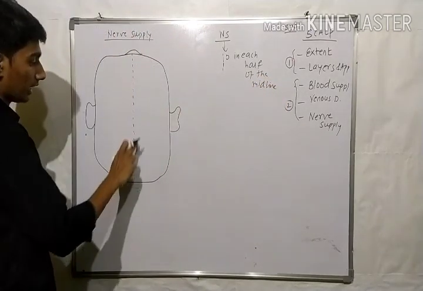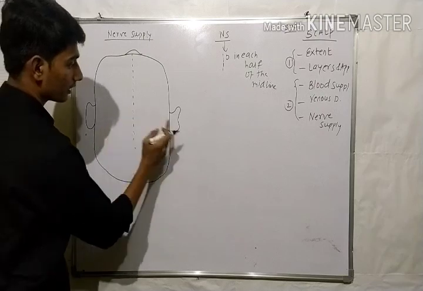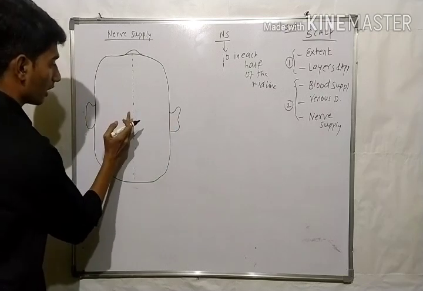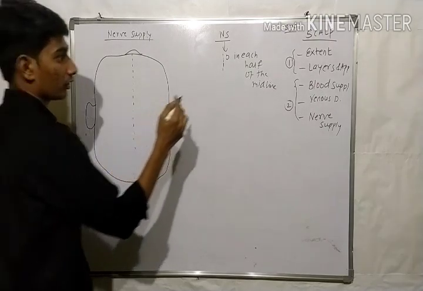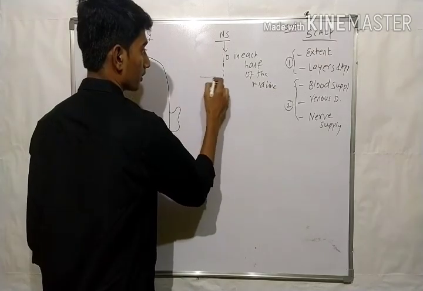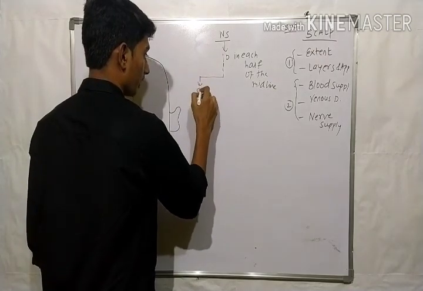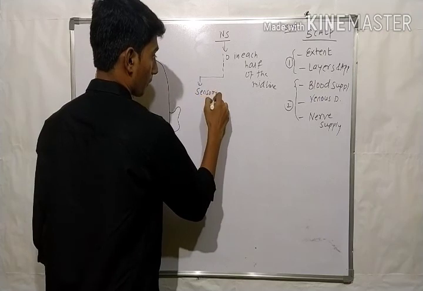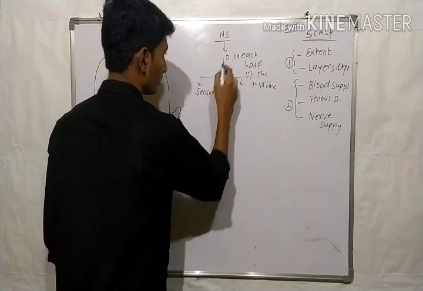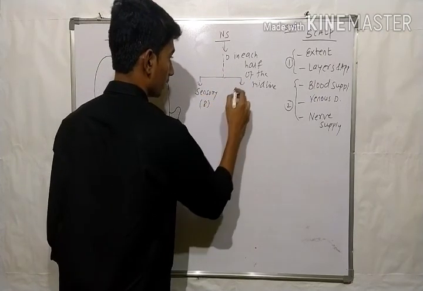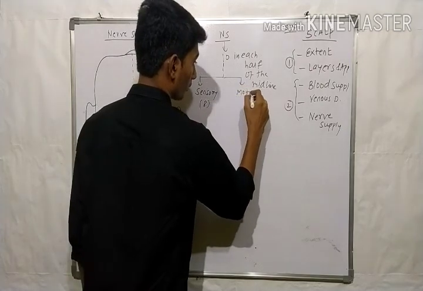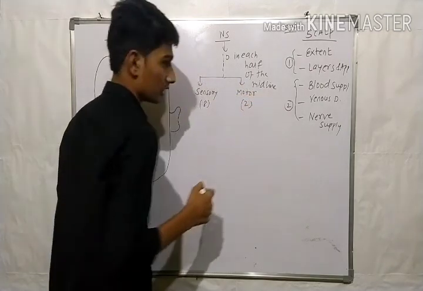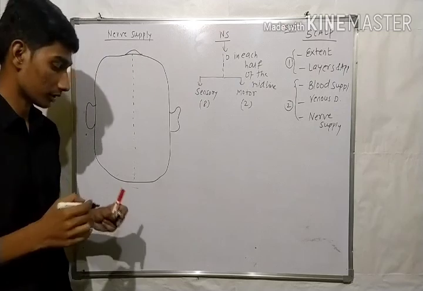This is the midline. Here it is supplied by 10 nerves, and also 10 nerves on the other side. So 10 nerves, 10 in number, and we have sensory and motor. Out of this 10, 8 are sensory and 2 are motor.